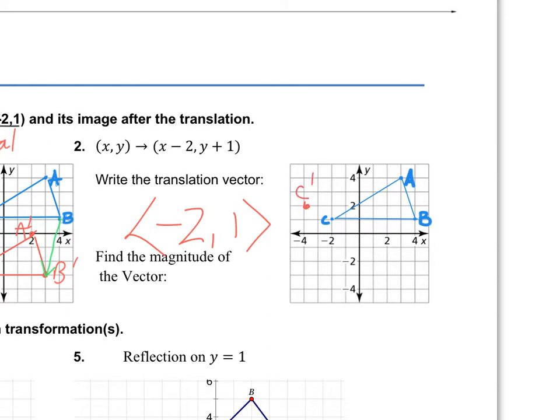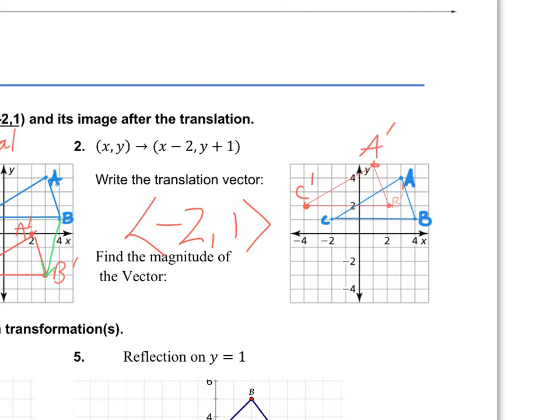So C prime is going to end up there. A prime, left 2 and up 1, is going to end up right there. That's going to be A prime. And then B prime, left 2, up 1. There it is right there. And let's connect it with some lines. And there's our triangle after everything's moved left 2 and up 1.